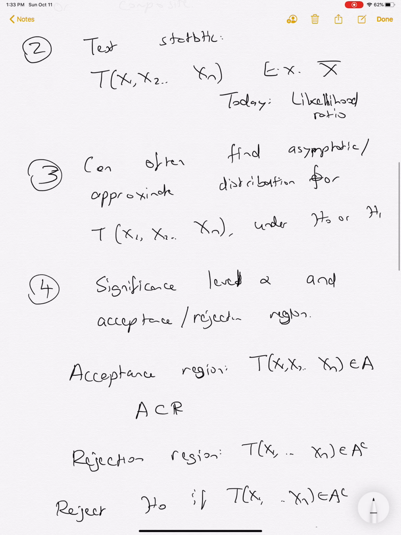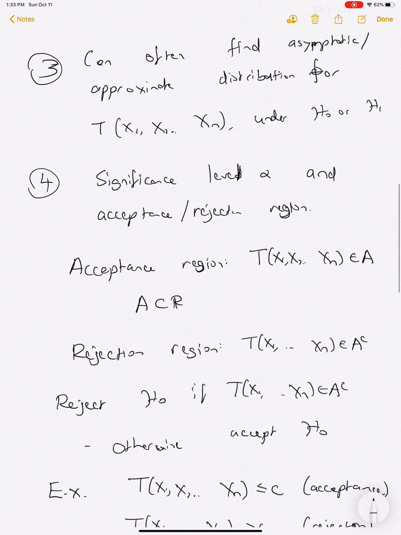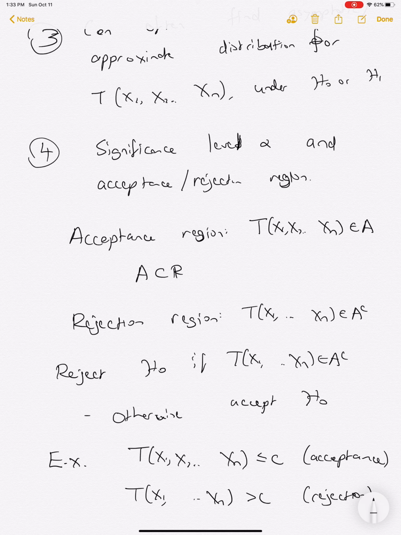The other thing that's important in determining the overall test is a significance level alpha, and that will lead to the acceptance and rejection regions. So your acceptance region has to be dependent on your data, because it has to be a decision based on your data or your test statistic. So if your T lies in some set A, then that's the acceptance region, and that's a subset of R.